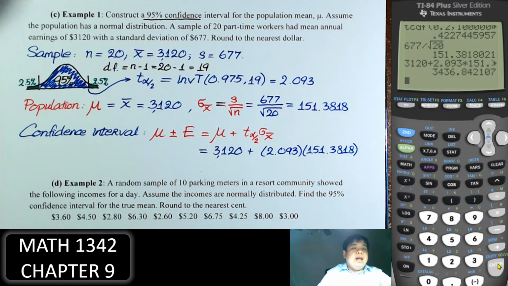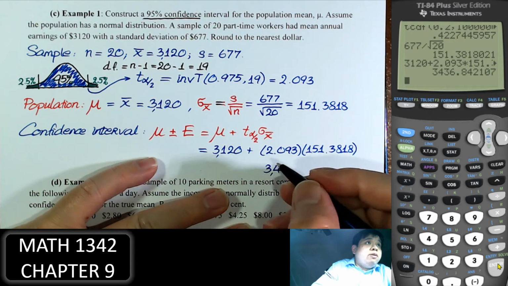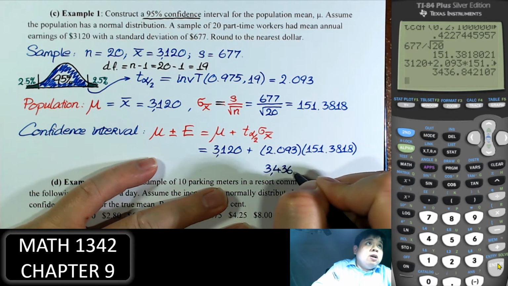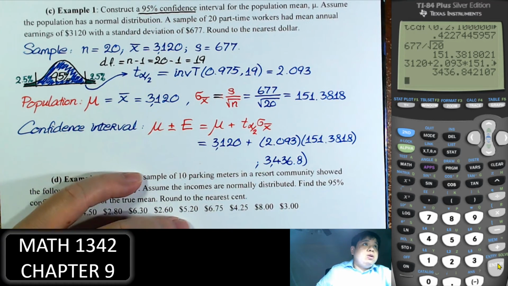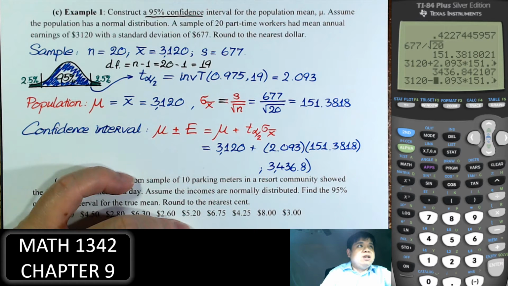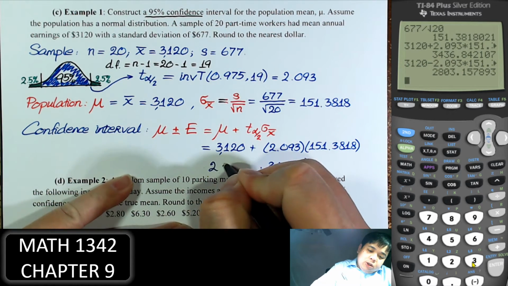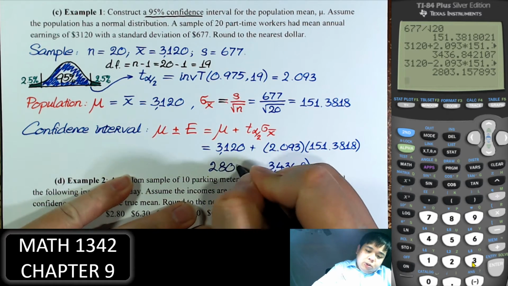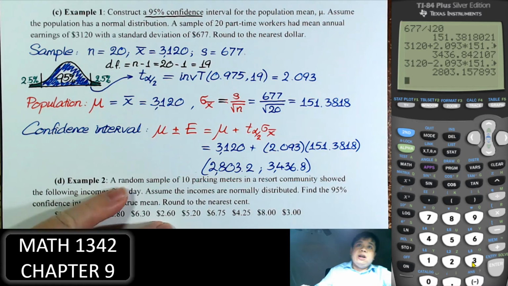Right, and we have the upper bound 3436.8. For the lower value, I just copy that and change it to subtract, and we get 2803.2. Right, that's what we have.